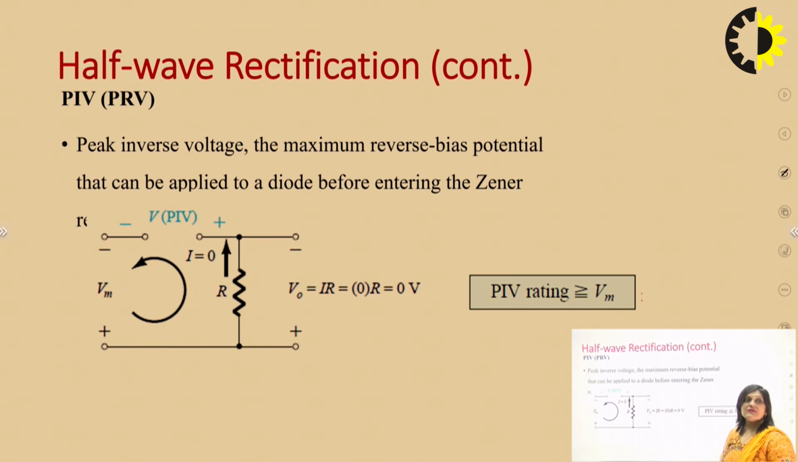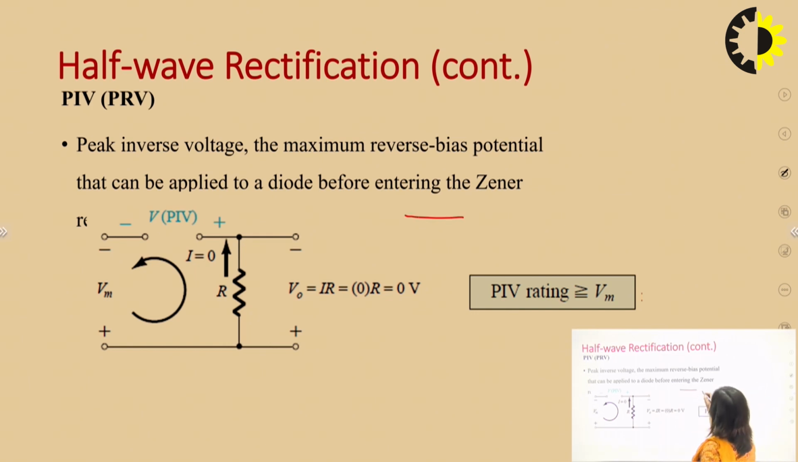So this is how we can calculate the peak inverse voltage of the diode. Basically, the peak inverse voltage is the maximum voltage that develops across the diode when it is in reverse bias, which the diode can withstand before coming into breakdown. So this is the PIV. For PIV, we have to put the diode in reverse bias.